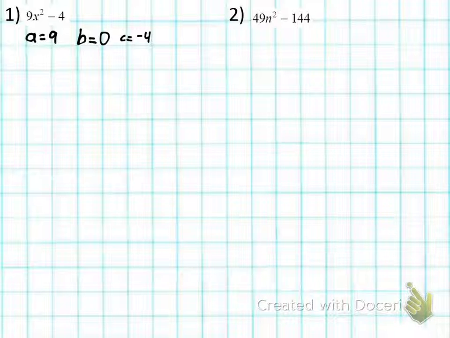But let me show you the trick. If you see that there is no B, or B is equal to 0, and there's a negative sign here, and if this is a perfect square and this is a perfect square, watch what you do. You're going to take 2 parentheses. The square root of 9x squared is 3x, so you can put 3x here and 3x here. The square root of 4 is 2, so you put a 2 here and a 2 here, and then you put a plus sign here and a minus sign here.